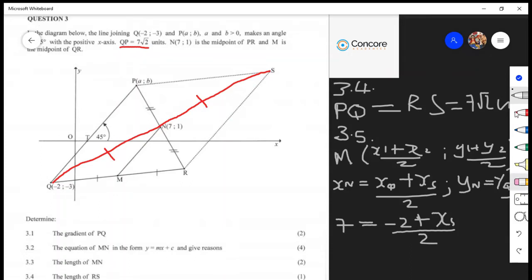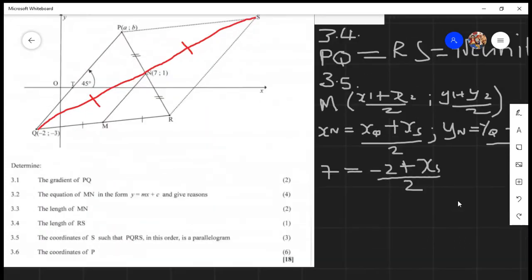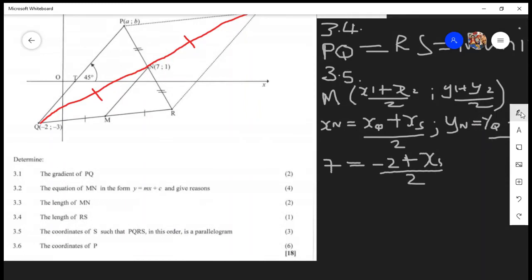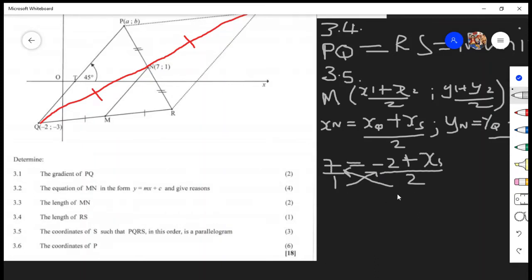Now all we can do is simplify and solve for x. So from here we can cross multiply. So we know this is 7 over 1, and the 2 cross multiplied over there, the 1 you can cross multiply it over there. Okay, so 2 times 7 is 14, and 1 times -2 is -2. 1 times xs is xs. Now we can solve for xs. So we've got xs is equal to 14 plus 2. Okay, and then we know our x value of s is now 16.